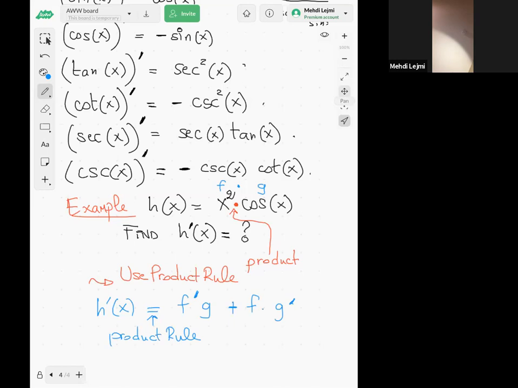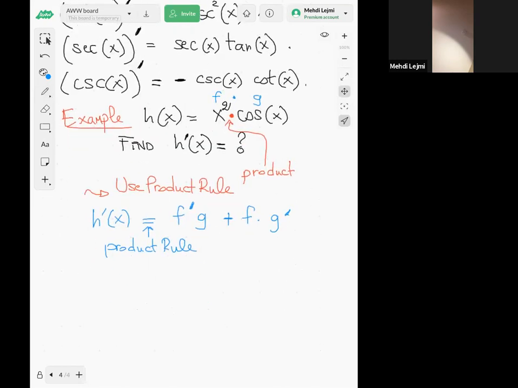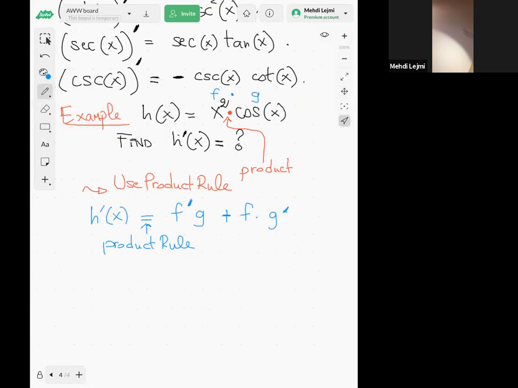And now I'm going to compute my h prime. First, f prime. Well, f is x squared, so what's the derivative of x squared? It's a power of x. Remember, when we have a power of x, we bring down the power in front of x and subtract 1 from the power. So the derivative of x squared will be 2x. Bring down the 2 and subtract 1 from the power: 2 minus 1 is 1.